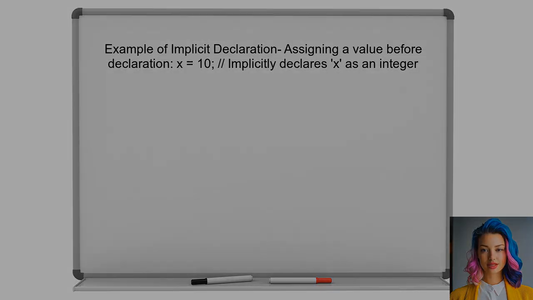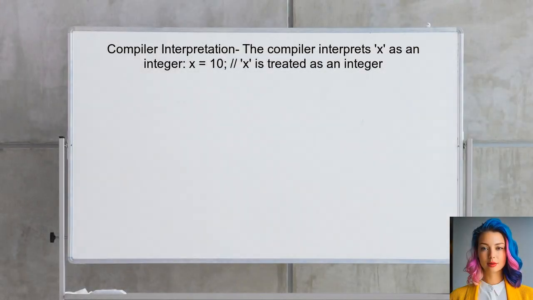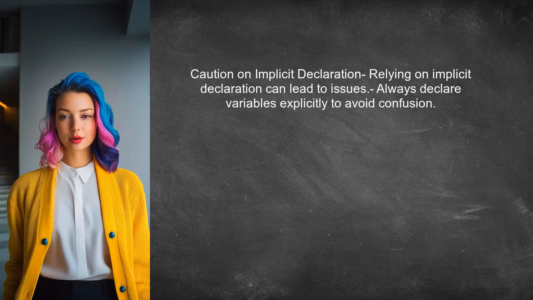Let's look at a simple example. In this case, the user assigns the integer value 10 to the variable x. The compiler interprets this as an integer type, even though x was not explicitly declared beforehand. However, it's important to note that relying on implicit declaration can lead to issues, especially in modern C programming. The user should always declare variables explicitly to avoid confusion and potential errors.